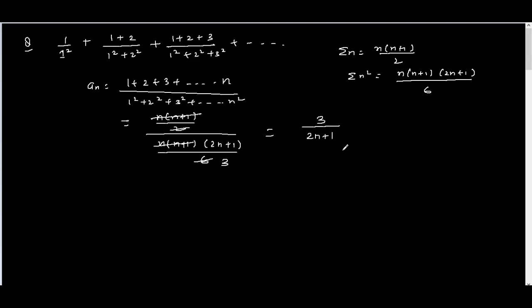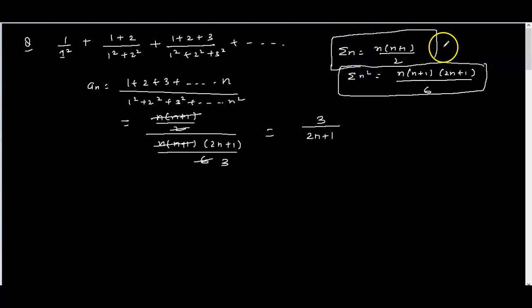The denominator is 6, the formula is there, no? This is the formula I have taught in the first class, and it was in 12th also. Sum of n natural numbers, sum of squares of natural numbers. Sum of n natural numbers means 1 plus 2 plus 3 and so on up to n, and squares means 1 square plus 2 square plus 3 square up to n square.